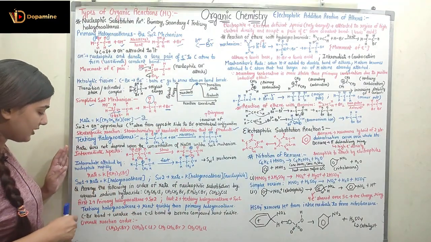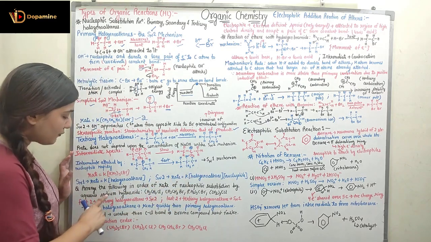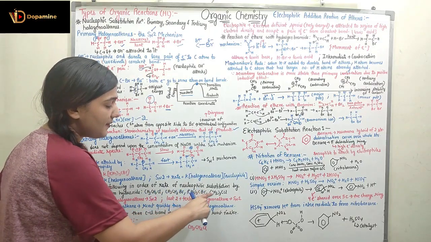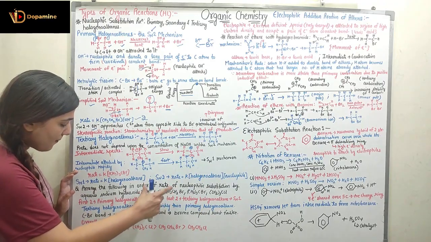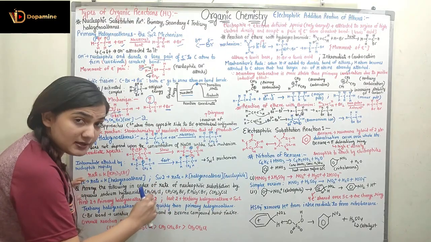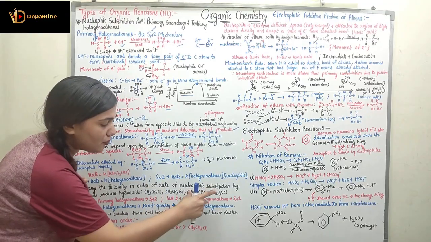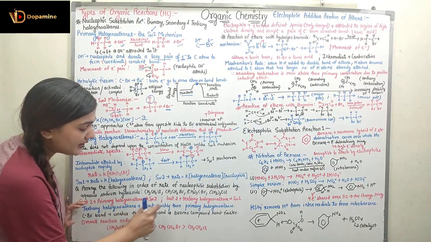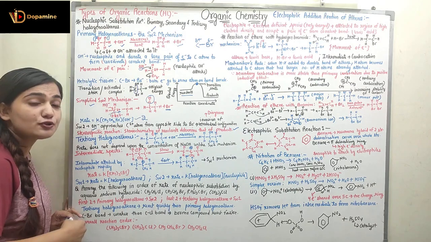Now, coming to the question: arrange the following in order of rate of nucleophilic substitution by aqueous sodium hydroxide: CH3CH2Cl, CH3CH2Br, (CH3)3CBr, (CH3)3CCl. The first two are primary halogenoalkanes and react by the SN2 mechanism. The last two are tertiary halogenoalkanes and react by the SN1 mechanism. I know tertiary halogenoalkanes react more quickly than primary halogenoalkanes, so the last two react faster.